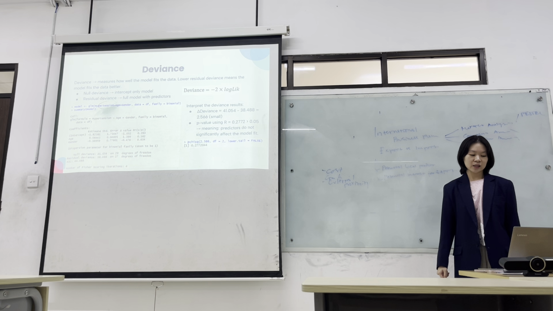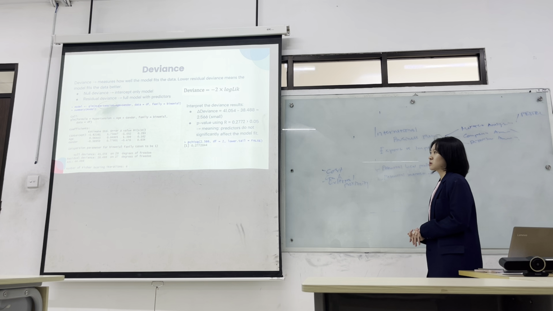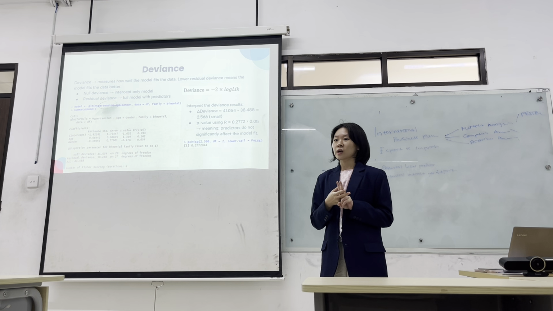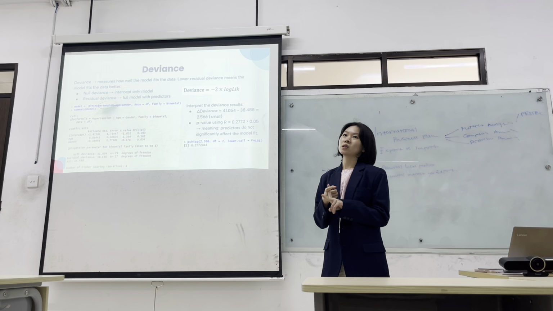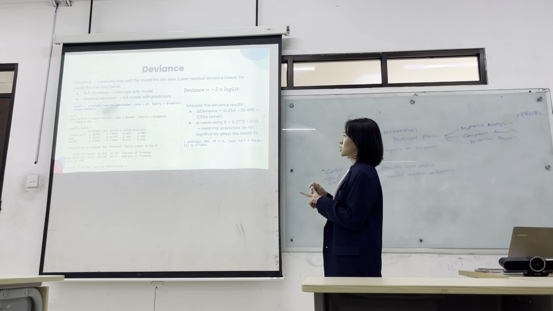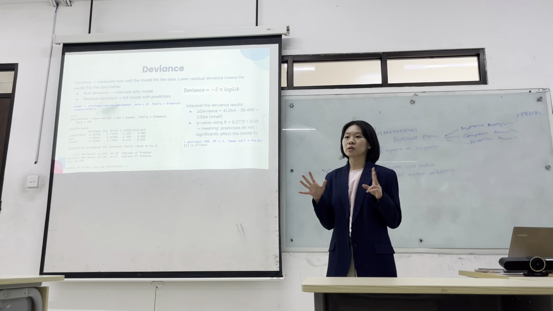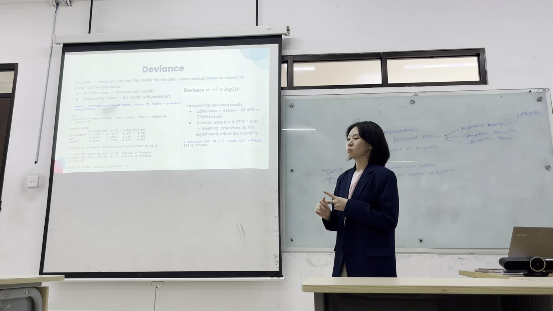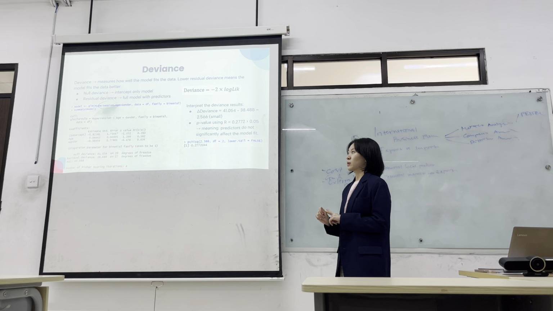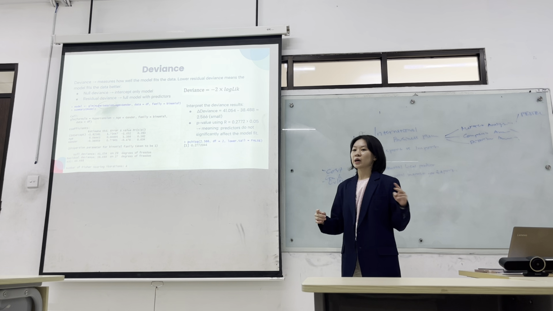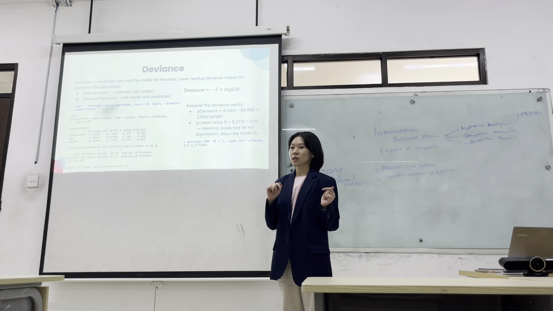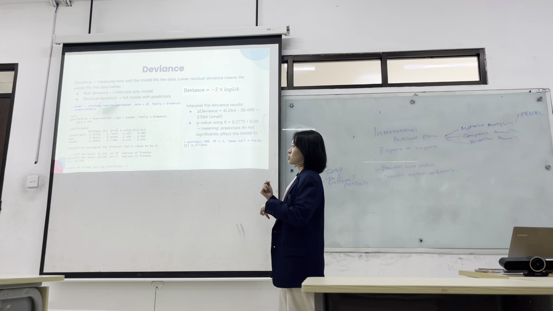And the next one is deviance. Deviance measures how well the model fits the data. There are two types of deviance, null deviance and residual deviance. Null deviance is the deviance for the intercept-only model, or when there are no predictors or independent variables, while residual deviance is for the full model with predictors or independent variables. When we have lower residual deviance, it means that the model fits the data better compared to the null model.